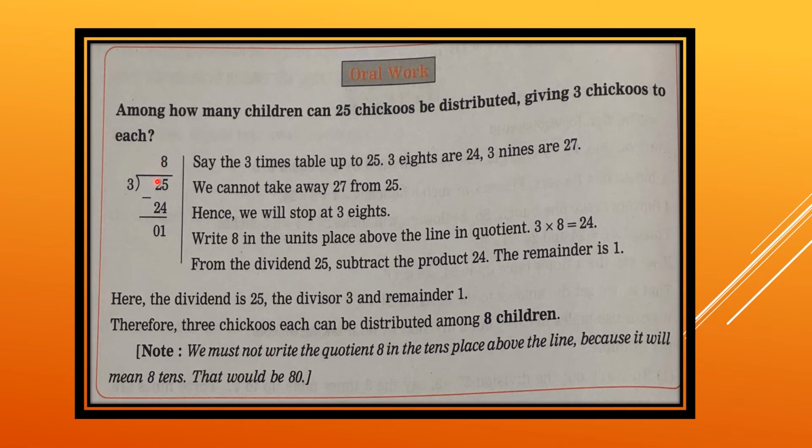This is your quotient. So 3 into 8 is 24. From the dividend 25, we subtract the product, that is 24, and the remainder comes as 1. 25 minus 24 is 1. So we cannot exactly divide the chikkus; only 24 can be given away exactly and 1 will remain. That is called a remainder. Here the dividend is 25, the divisor is 3 and the remainder is 1. Therefore, 3 chikkus can be distributed among 8 children.